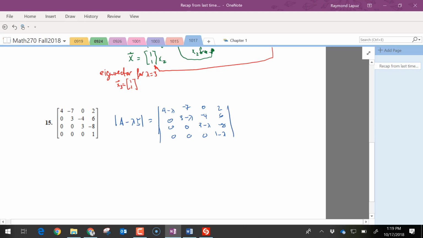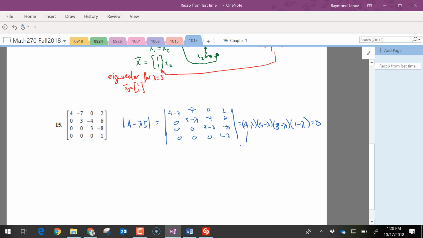If you want the determinant of that, we already know the determinant of an upper triangular matrix is just the product of the diagonals, so we don't have to worry about expanding. It's just 4 minus lambda, 3 minus lambda, 3 minus lambda, and 1 minus lambda. If we set that equal to 0, it's already factored, so each of these factors equal to 0 gives us our eigenvalues.